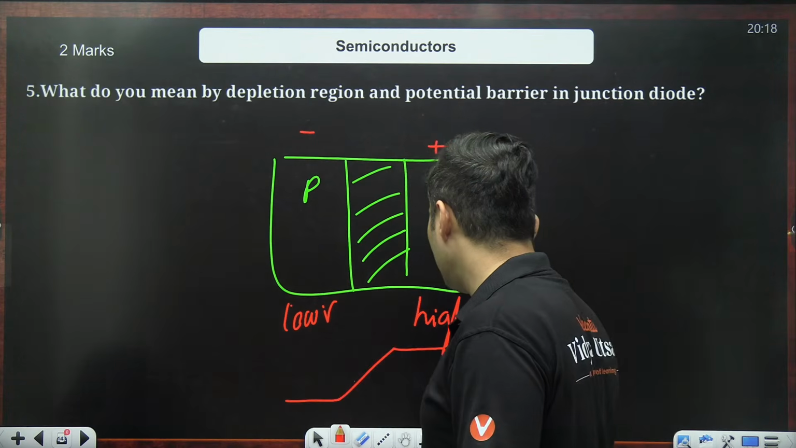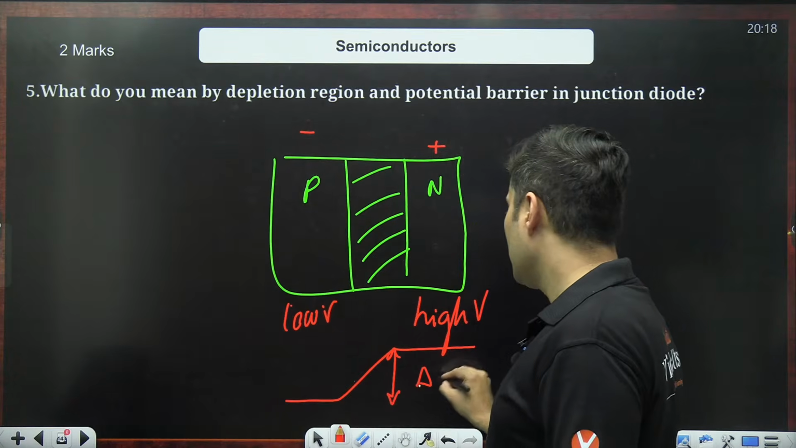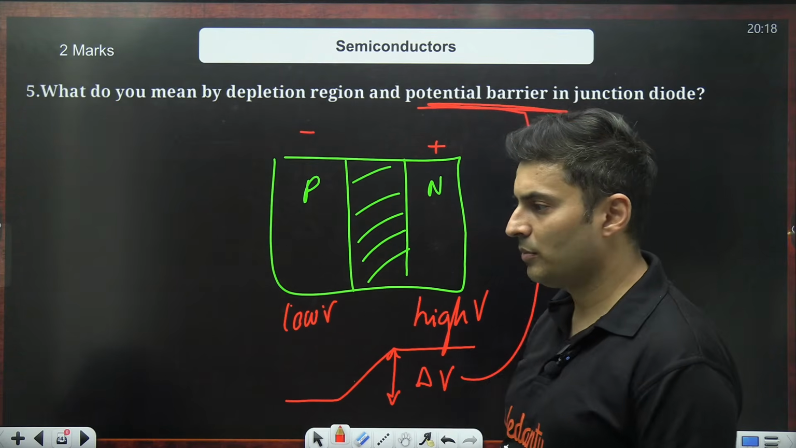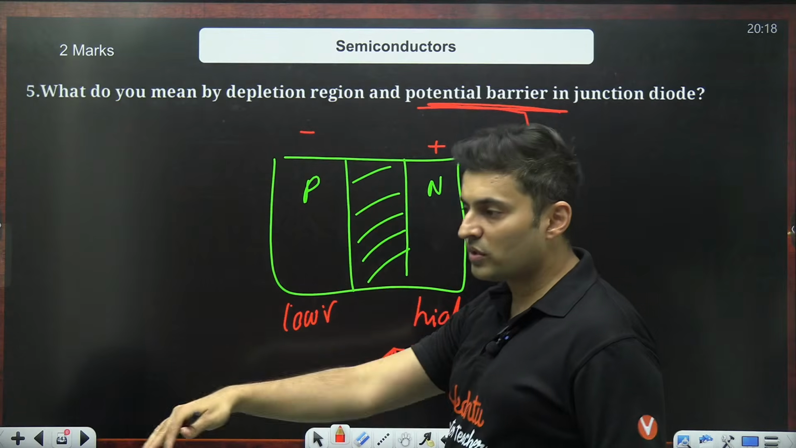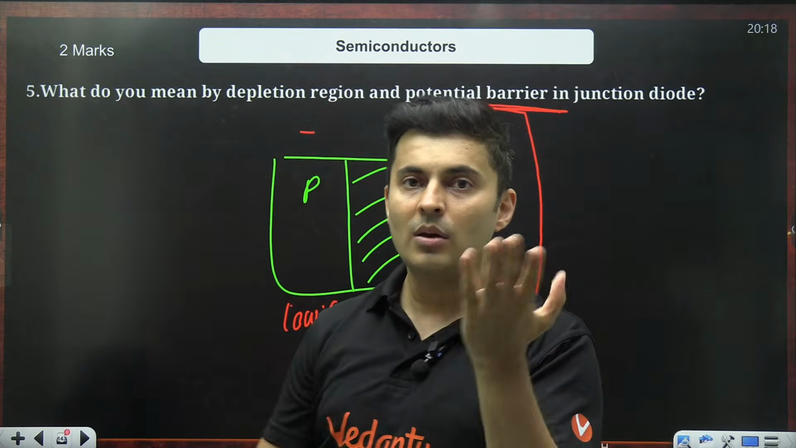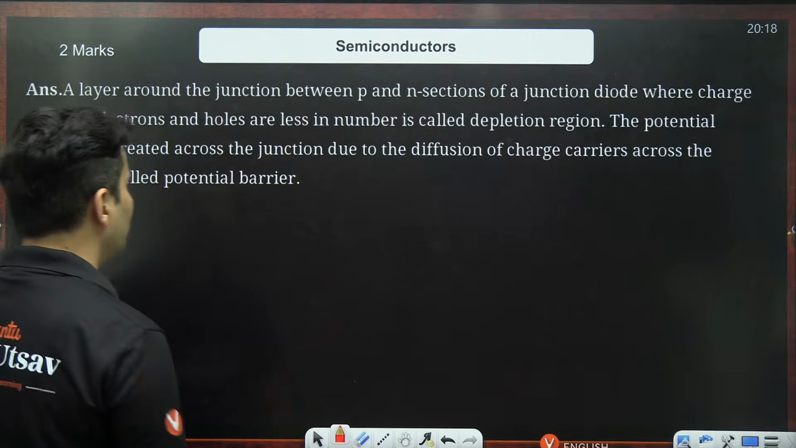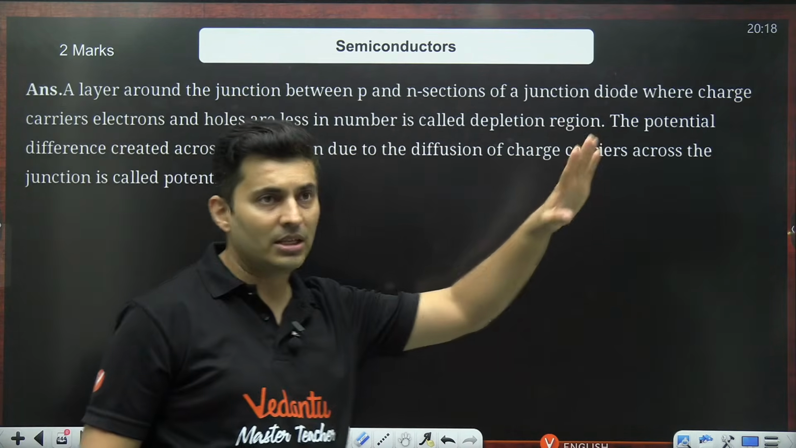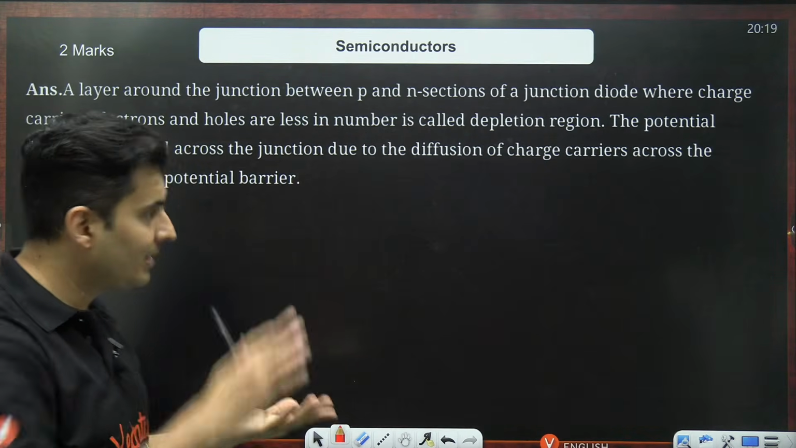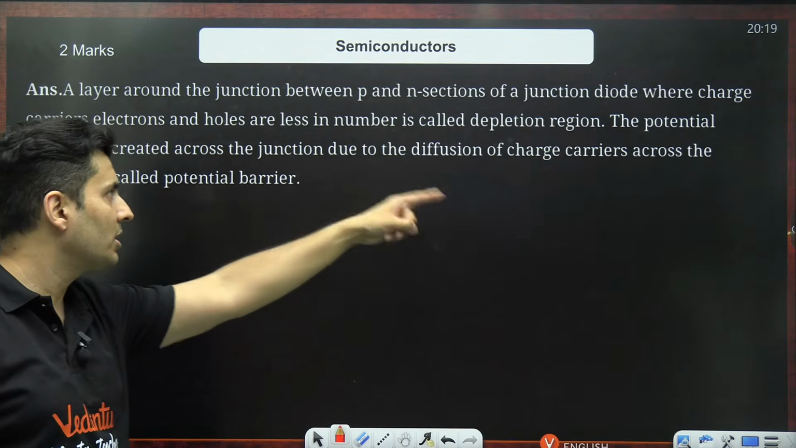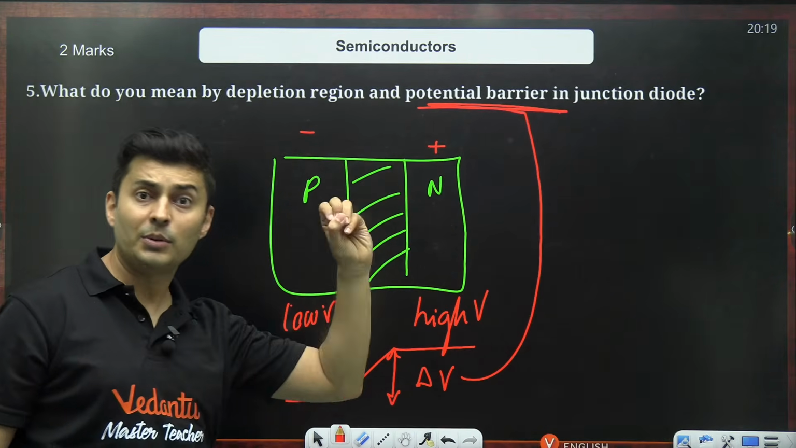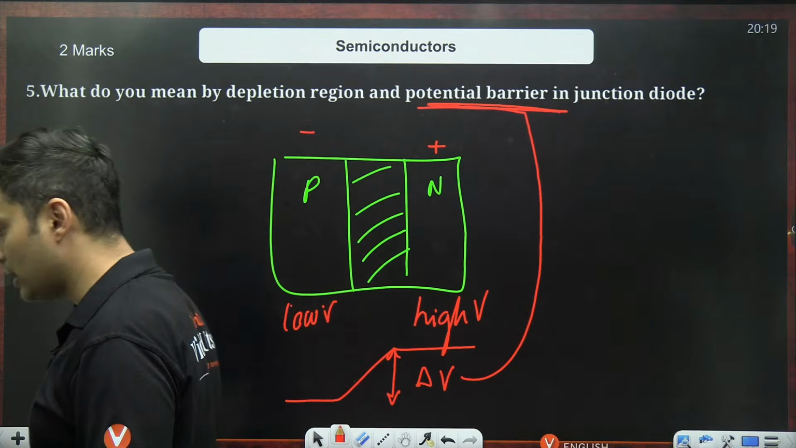So there is a voltage difference between the P and the N. That voltage difference is called the potential barrier. The electrons diffuse from the N side to the P side. So the absence of those electrons depletes that semiconductor of those charge carriers. That is called a depletion zone. So the layer around the junction of the PN junction where the charge carriers are fewer in number is called the depletion region, because they have left that region. The potential difference created across the junction due to the diffusion of the charges is called the potential barrier. If you show these diagrams, it will be very useful.